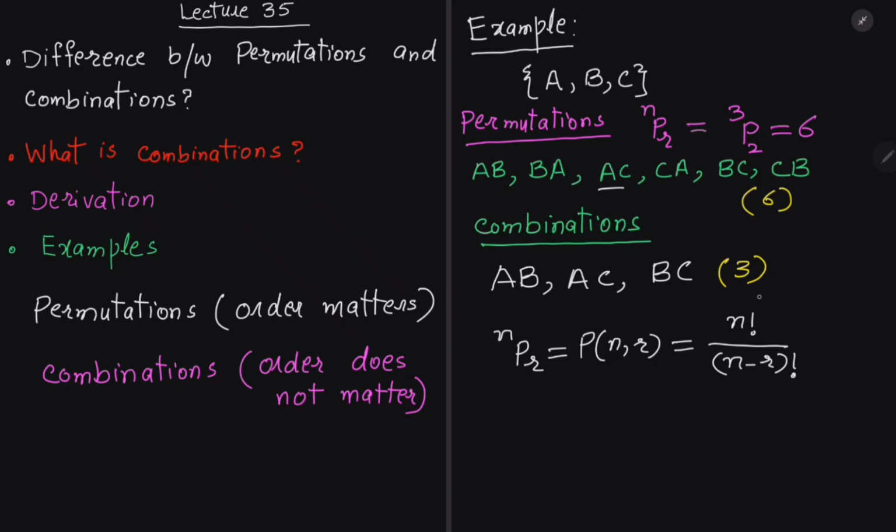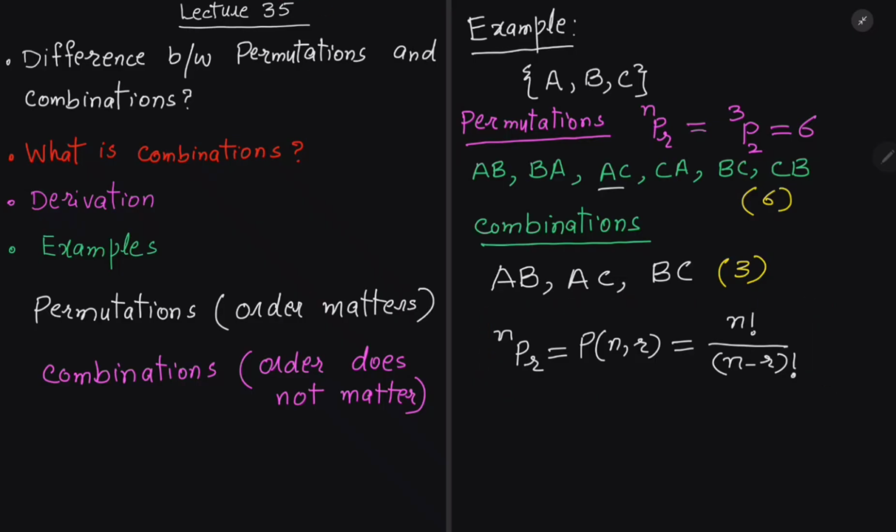Here you can see that in combinations some of the elements have been removed due to the redundancy or repetition. So how can we write the formula for combination from the permutations?